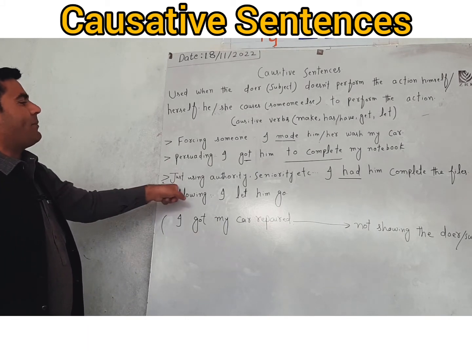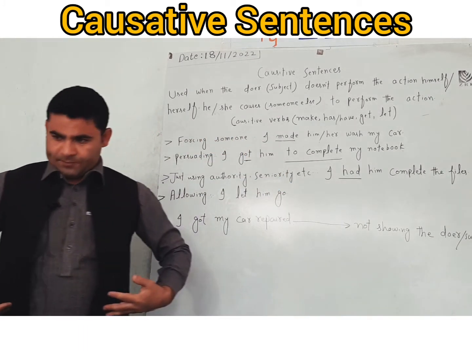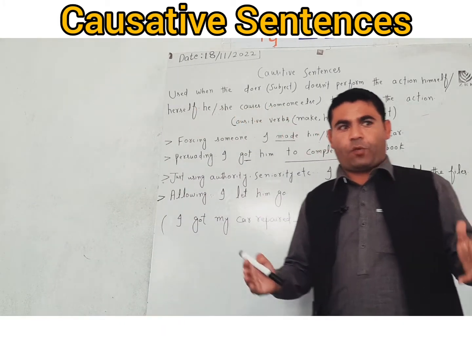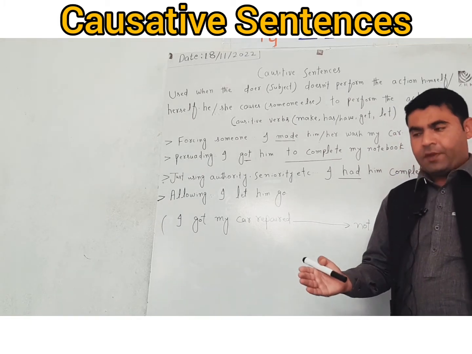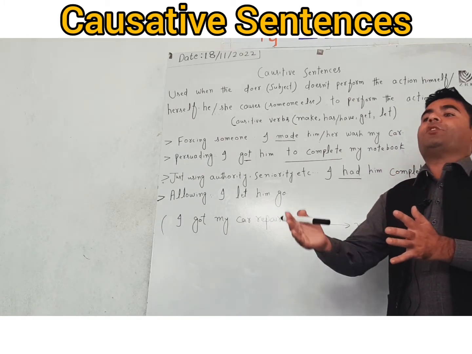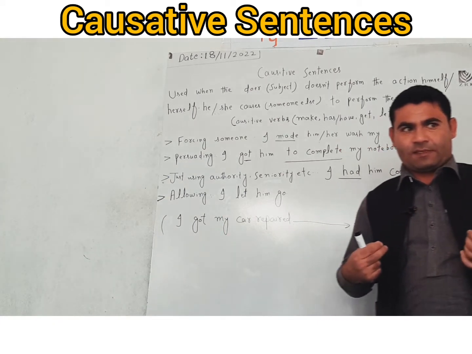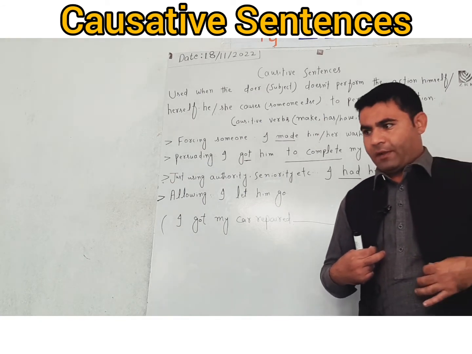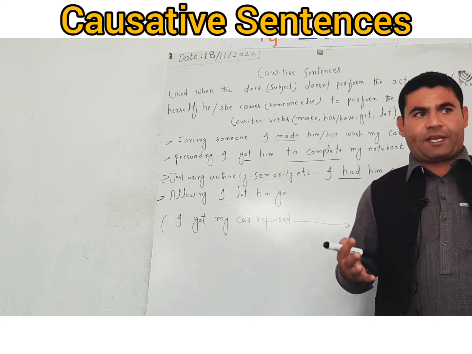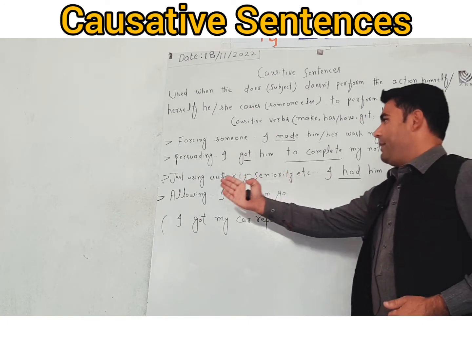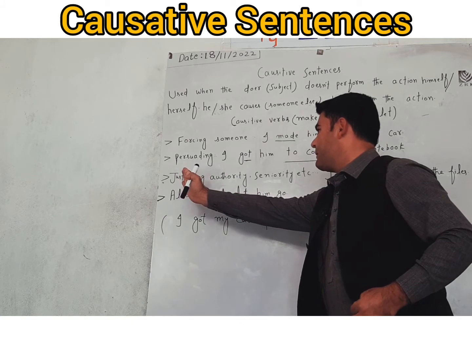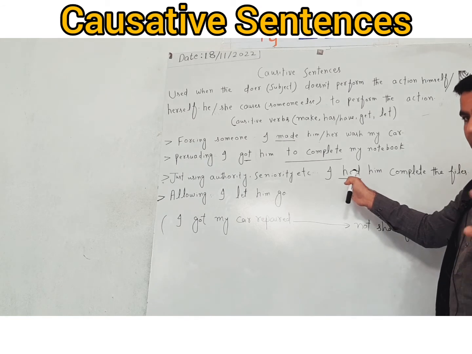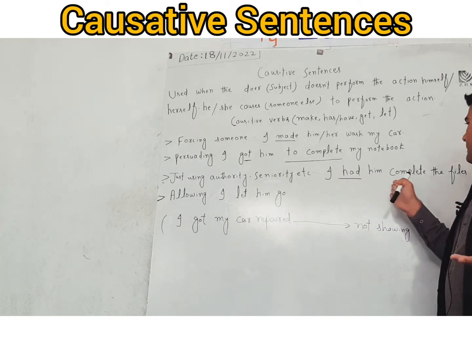Then, for example, I'm your senior, okay? And I ask you to do something. I'm neither requesting nor commanding, I'm not forcing you. For example, I ask you to open the notebooks. In this case, I'm just your teacher. It's my authority, my seniority. I'm not requesting, I'm not forcing anyone. I'm just using my authority. In that case, you will have to use had. I had him complete the files.